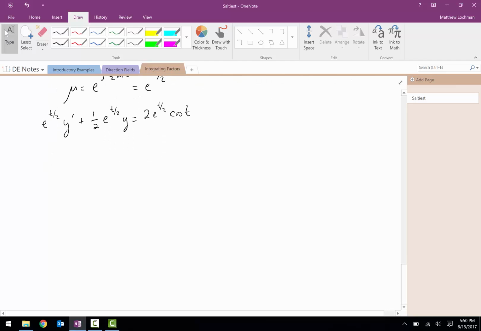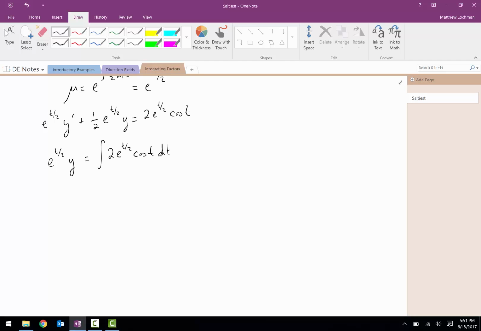Okay, and the idea is that when we integrate both sides, this side's going to be e to the t halves y, and this is the integral of 2e to the t halves cosine t. Okay, now an issue that you're going to run into throughout this class is the need to know how to integrate lots of different things. So this class is really going to test your skills from Calc 1 and 2.